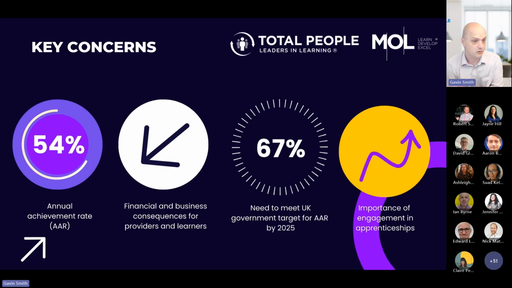So the first one in the requirements was related to Total People, and really about achievement rates for our learners across the board, and this is nationally. Achievement rates for apprenticeships are around 54%. So not very good. There are financial and business consequences, and more than anything else, 46% of learners aren't achieving their apprenticeship, which is what they started out to do. We have government targets from the DFE to reach 67%. Still not a brilliant target, let's be honest, but it's a massive improvement.